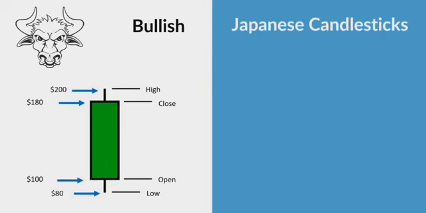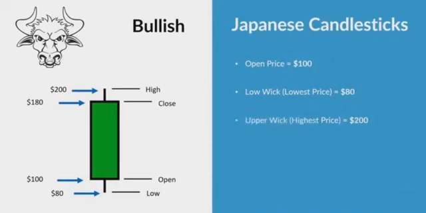Okay, so let's say we have a bullish candlestick. They are generally green. Sometimes they can be white, but most of the time we will see them as green. Now, as I said, the open price of the candlestick on the green is the start of the body. The open price here was $100. The lowest wick is $80, so at some point it dropped to $80. The upper wick is $200, so let's say this is a 30-minute candlestick, at some point in that 30 minutes it went to $200, and it closed at the end of the 30 minutes at $180.